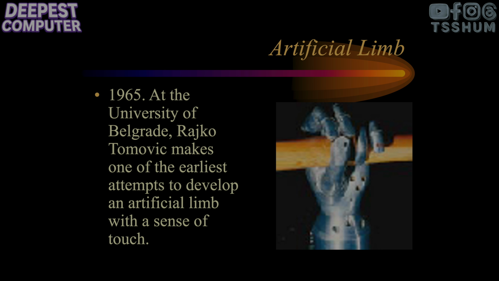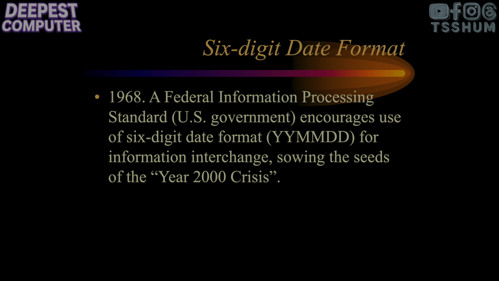In 1965, at the University of Belgrade, Rajko Tomovic made one of the earliest attempts to develop an artificial limb with a sense of touch. A Federal Information Processing Standard in 1968 encouraged the use of the 6-digit date format YYMMDD for information interchange. This decision inadvertently contributed to the, quote, year 2000 crisis.